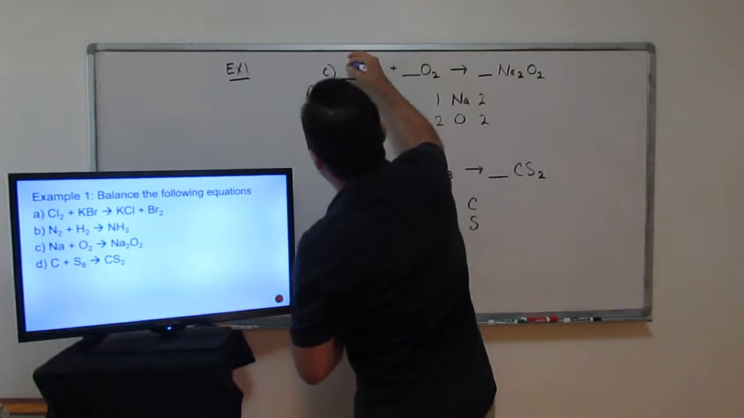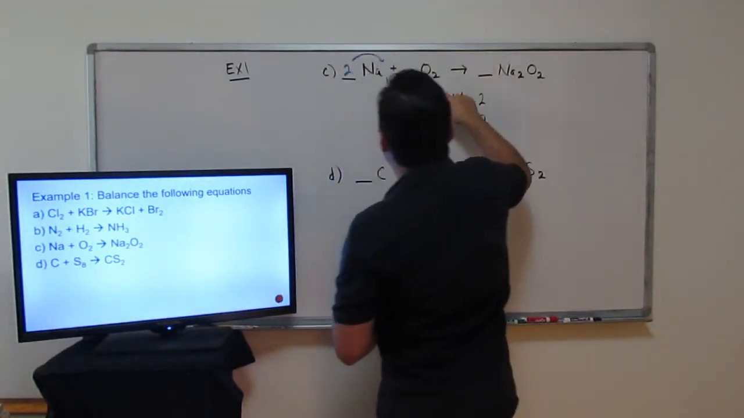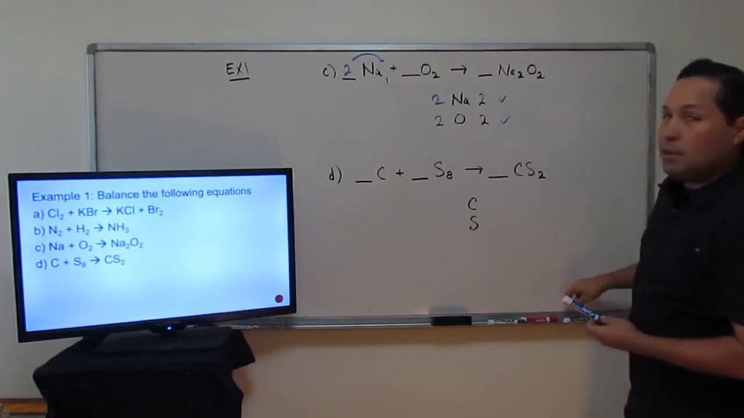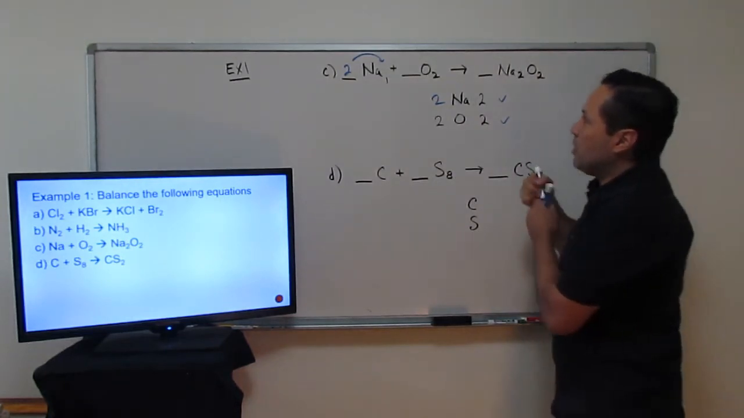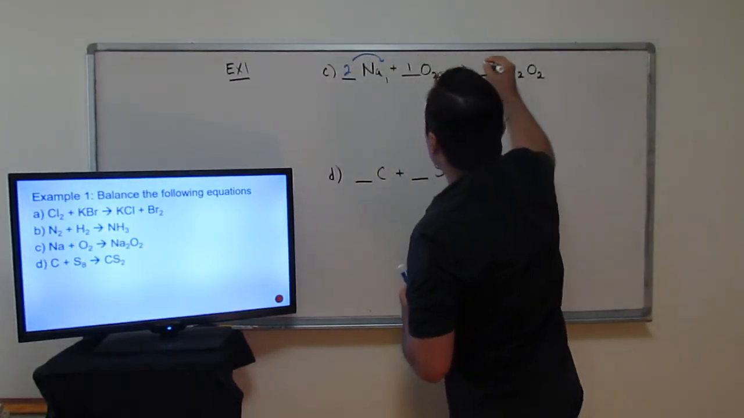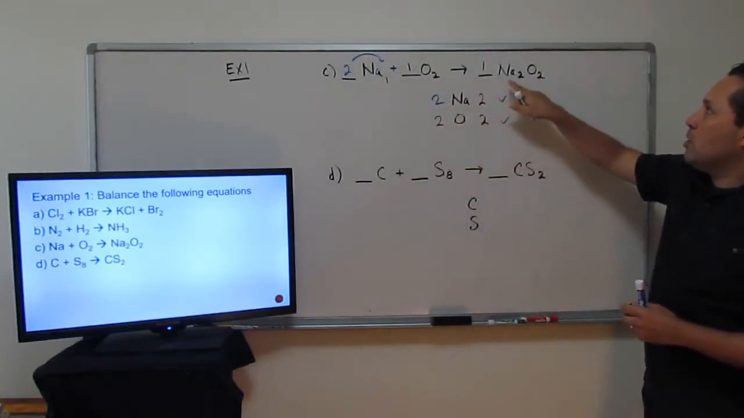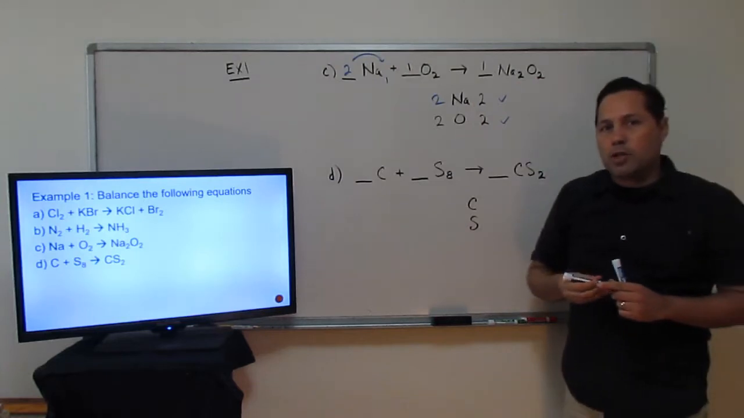So I'm going to do that, put a 2 right here, 2 times 1. That gives me a 2, and now everything matches. The leftovers, those blanks, remember they represent 1. So for every 2 sodiums, there's 1 oxygen gas. That will yield 1 molecule of sodium peroxide.